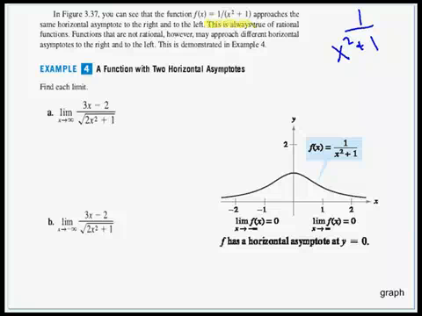It says here this is always true of rational functions. But functions that are not rational, however, may approach different horizontal asymptotes to the right and to the left, as we'll see in this next example.